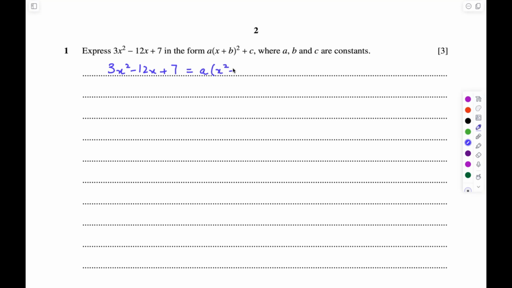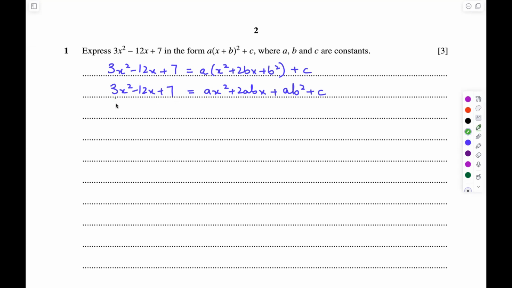So this will become a(x squared plus 2bx plus b squared) plus c. Now expanding this will become ax squared plus 2abx plus ab squared plus c, and that is equal to 3x squared minus 12x plus 7. Now comparing the coefficients on the left and the right hand side.